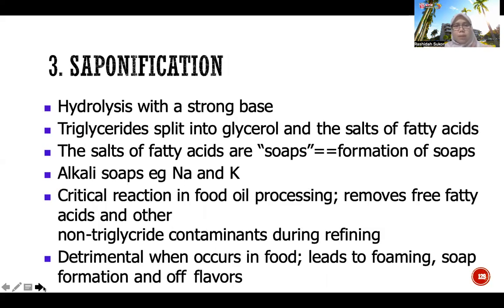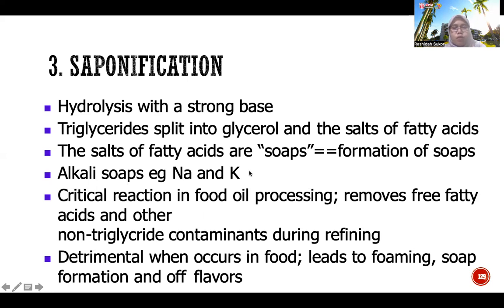Okay, and then we have saponification. Saponification is the hydrolysis process using a strong base. Okay, strong base. Triglycerides will be split into glycerol and the salts of fatty acid. So these fatty acid salts, we call it soap, formation of soap. So this alkali soap, for example, sodium and also kalium.